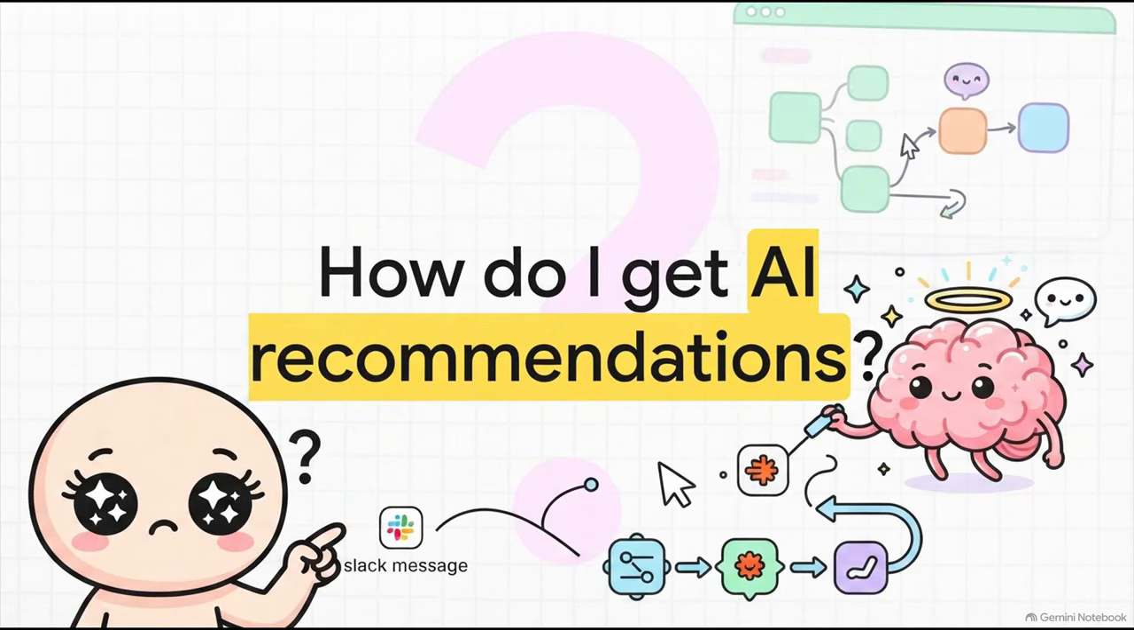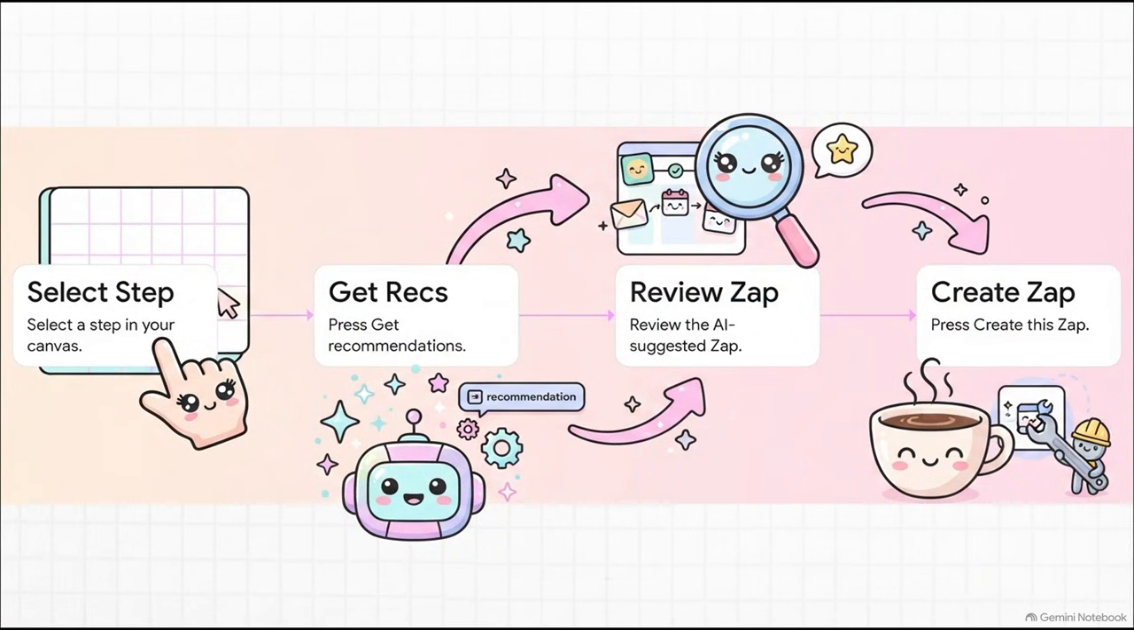Let's say you're staring at a manual task that just says, send a Slack message to the team. How do we get AI to build that for us? It is literally 4 clicks, my friends. Step 1, select that manual step in your Canvas. Step 2, press the button that says Get Recommendations. Step 3, review the brilliant zap the AI suggests right there. And step 4, simply press Create this app. You can literally take a sip of your coffee while the system builds the whole automation for you. No coding, just pure fabulousness.